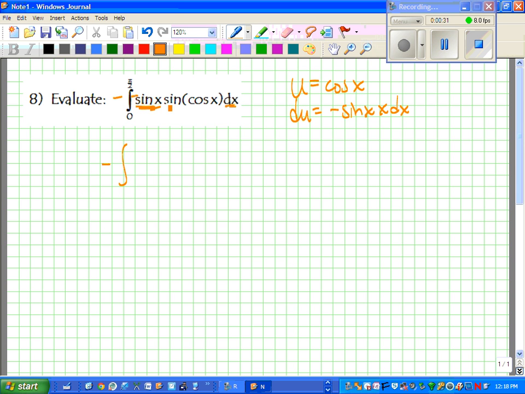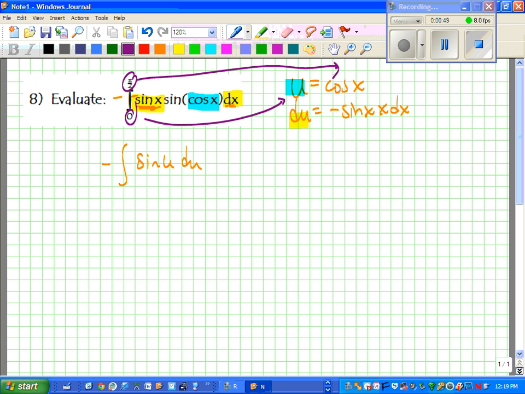And we end up with just sine of u. This cosine of x becomes our u, and the negative sine of x dx becomes our du. So we're left with sine of u du. We have to change these also. So if we put pi over 2 in, we're doing cosine of pi over 2, and cosine of pi over 2 is just 0. Put 0 in, cosine of 0 is 1.